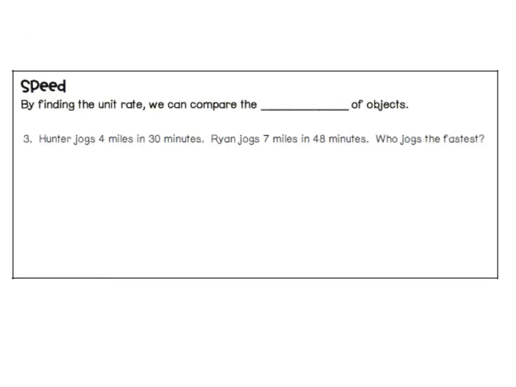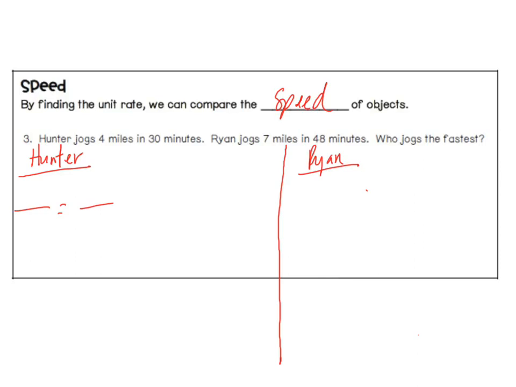We can also use unit rate to compare the speed of objects. In this situation, I've got Hunter, who jogs 4 miles in 30 minutes, and Ryan, who jogs 7 miles in 48 minutes. I need to figure out who jogs the fastest. So I'm going to divide my workspace in half again. This will be the side where I work out Hunter, and this will be the side where I work out Ryan. I'm going to set up my proportion, and in this case, I know that I am comparing miles and minutes. So I have miles to minutes.